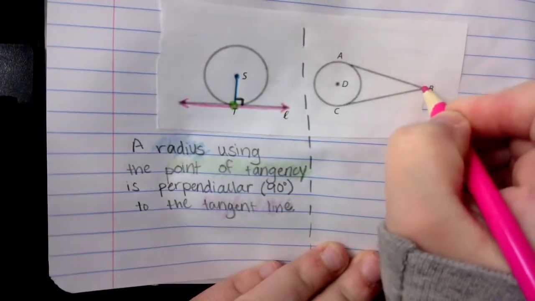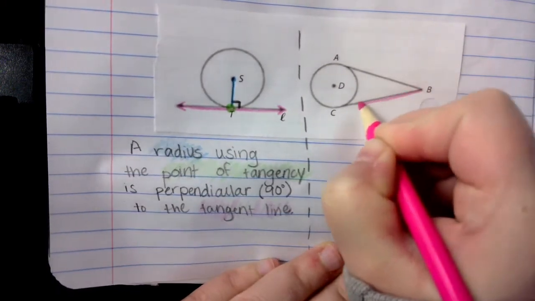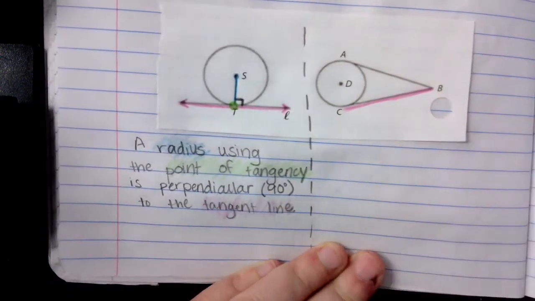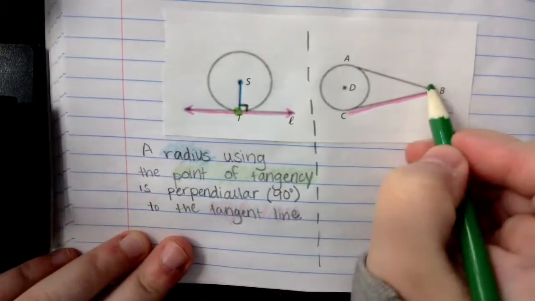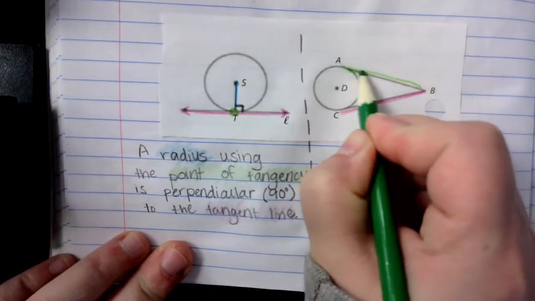B to C is 1 tangent, and B to A is another tangent. So there's 2 tangents in this one.